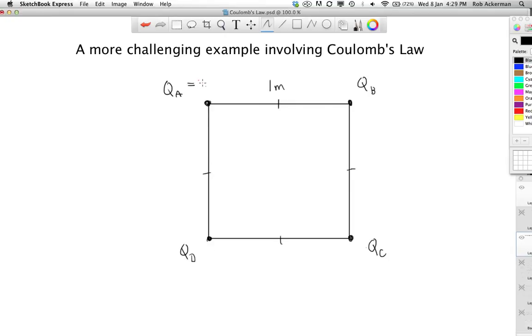Now let's give them values. Let's suppose that this one had a charge of 1 microcoulomb, positive. And let's suppose that this one had a charge of -1 microcoulomb. Suppose this one also has a charge of -1 microcoulomb, but suppose this one has a charge of +2 microcoulombs.